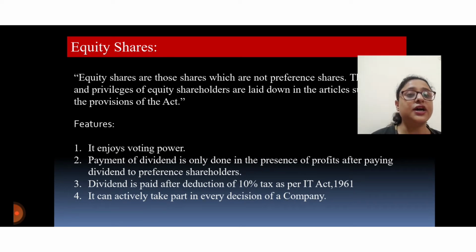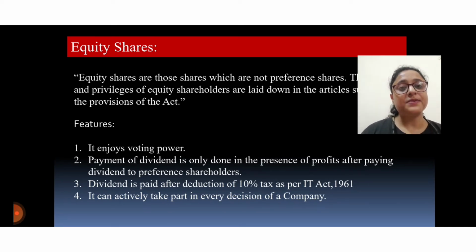Payment of dividend is only done in the presence of profits, after paying dividend to the preference shareholder. The preference shareholder will get the dividend, and whatever profit has been left, only then will the equity shareholders be given the dividend from the company. Dividend is paid after deduction of 10% tax. There is a certain taxation when it comes to payment of dividend: if you receive dividend against the equity shares you hold in a company, 10% tax will be deducted from that dividend.